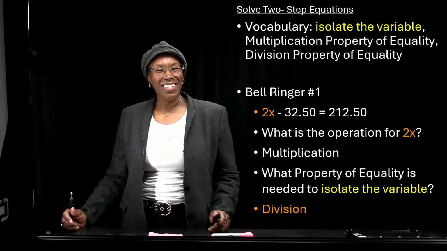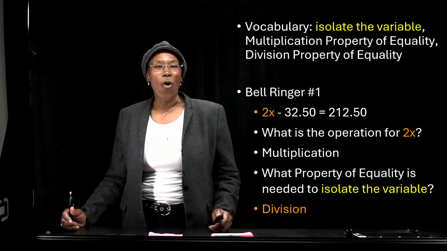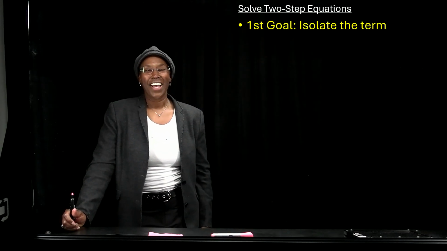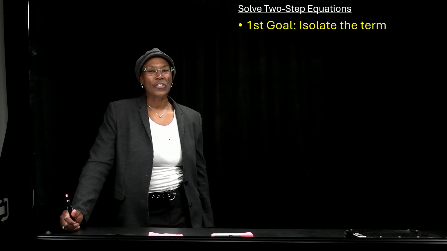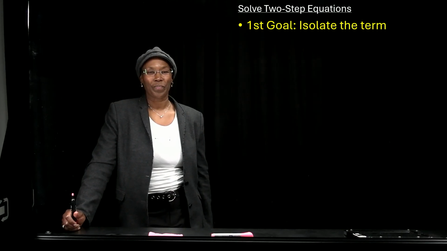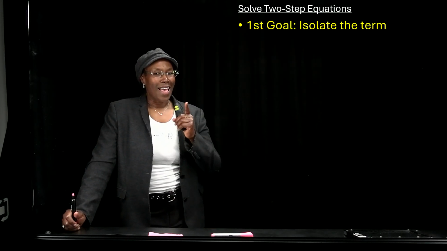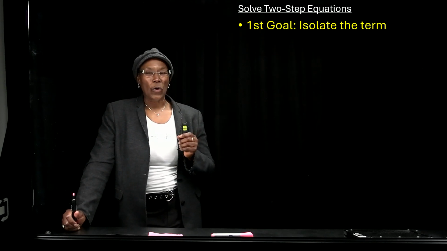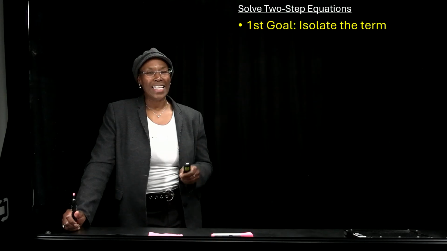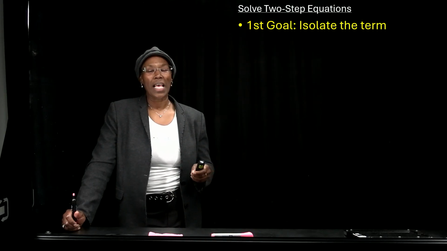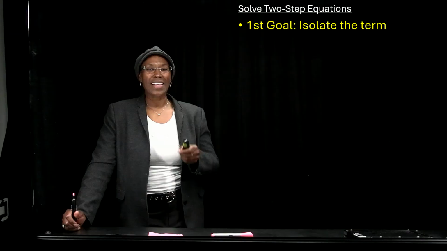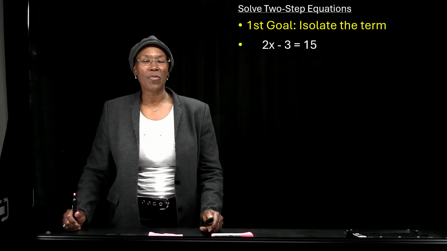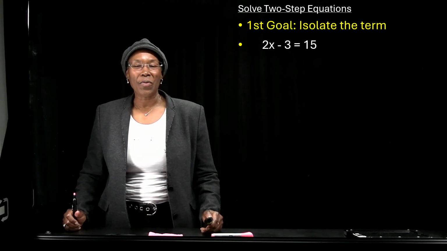So now we're going to look at a problem and walk through the steps of solving our two-step equations. The first goal, notice the first goal is isolate the term. Notice that that was also the goal of our one-step equation. So we're going to do the exact same thing we did in solving a one-step equation. That is now our first step in solving the two-step equation. So let's start with this equation. 2x minus 3 equals 15.